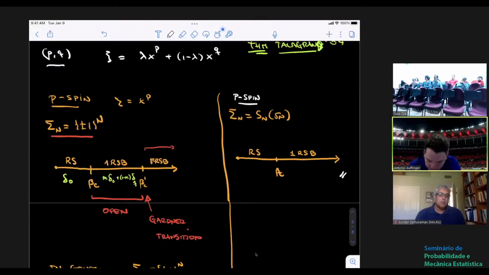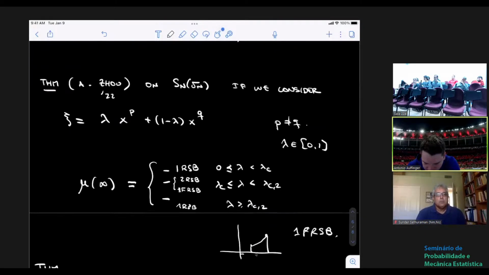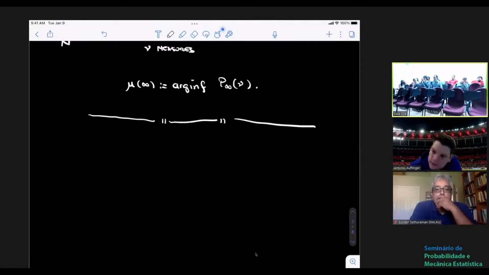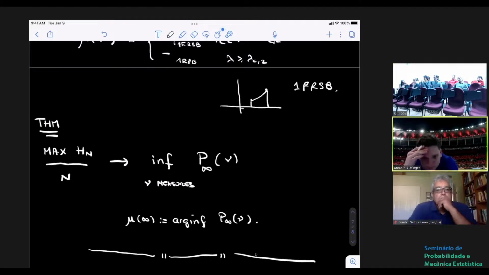Okay, so these are the results. Let me just tell you a little bit how you prove those things. Maybe I have a small question about this RSB at beta equal infinity. In terms of the spin landscape, it means that if you just look at first order, you have a very high multiplicity of the maximum?